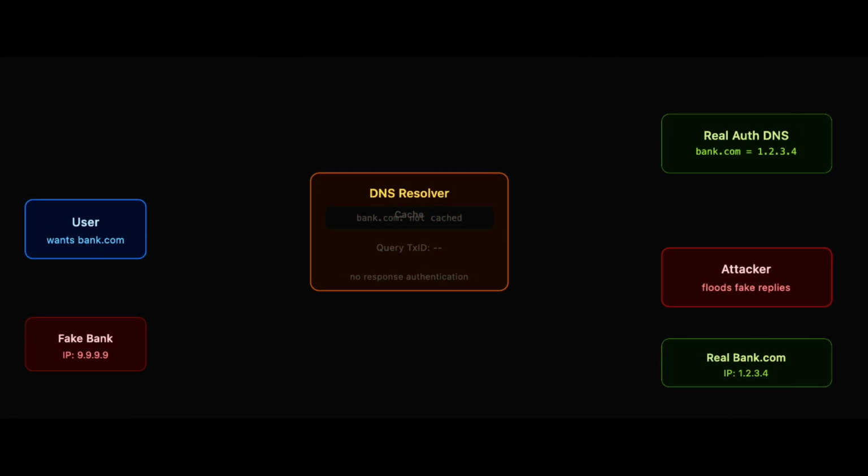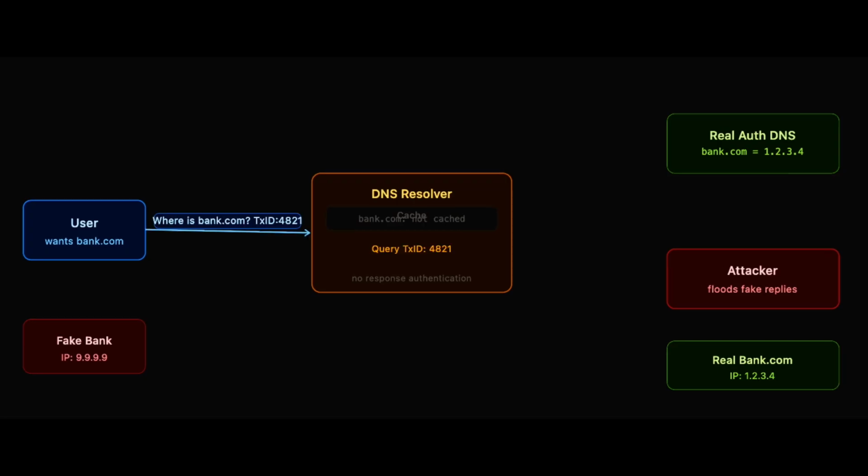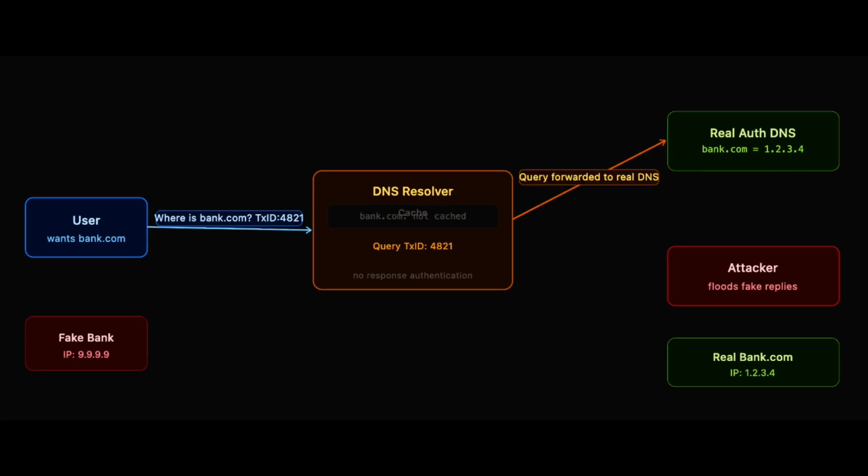Now let's see this in action. A user wants to visit bank.com. Their browser asks the local DNS resolver for the IP address of bank.com. The resolver checks its cache for the entry of bank.com, and since it is not there, it must query the authoritative DNS server. This query process is the window the attacker exploits.